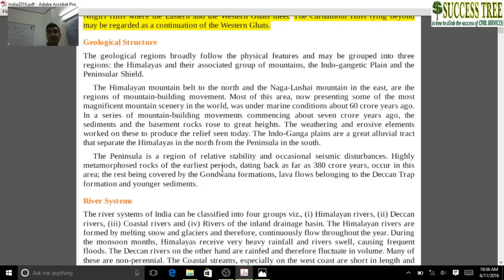So Deccan Trap is in what region? The black soil, the Gujarat Maharashtra region, where it is quite suitable for cotton cultivation. So yes, you can find how the geological structure had been of our various physiographic regions.